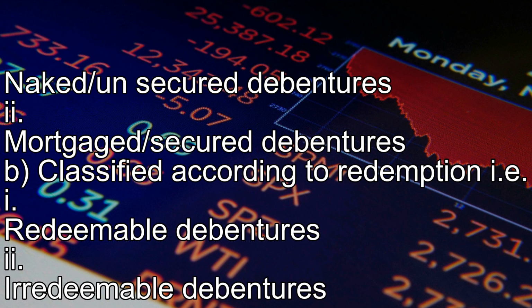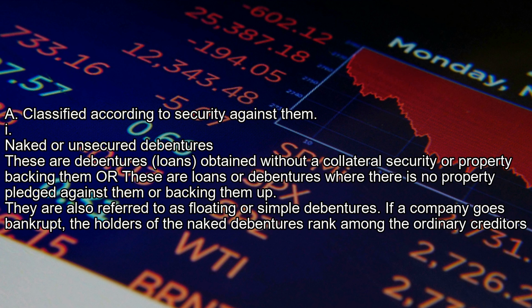Redeemable debentures. Roman 2. Irredeemable debentures. A. Classified according to security against them. Naked or unsecured debentures. These are debenture loans obtained without a collateral security or property backing them, or loans or debentures where there is no property pledged against them or backing them up. They are also referred to as floating or simple debentures. If a company goes bankrupt, the holders of the naked debentures rank among the ordinary creditors of the company.